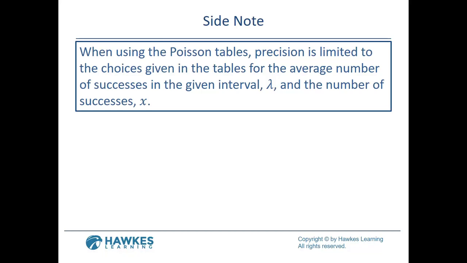Now, when using the Poisson tables, precision is limited to the number of choices that are given on the table for your average number of successes for any given interval. And yes, you do have access to these tables when you are taking a test. You were already given access to them for your Unit 2 test. But it is one of those cases where I would recommend using the calculator over the tables. Use the tables as a backup just in case.